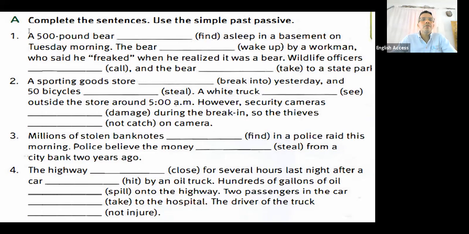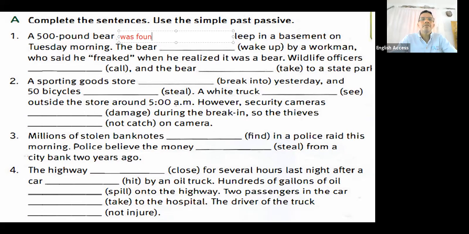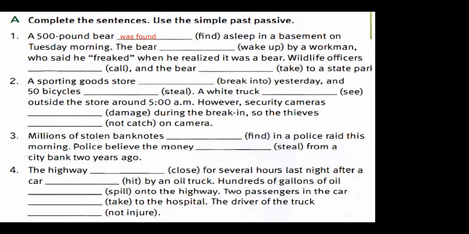Okay. Lucia and Gloria, number 1. A 500-pound bear was found asleep in a basement on Tuesday morning. Was found. Okay. The bear was woken up by a workman who said he freaked when he realized it was a bear. Continue.